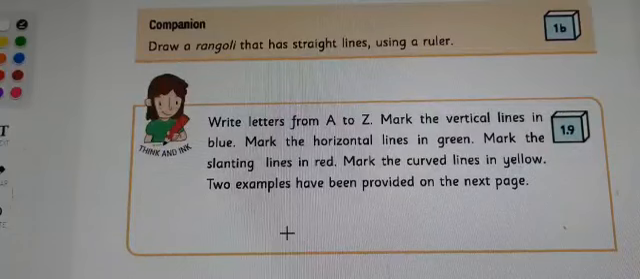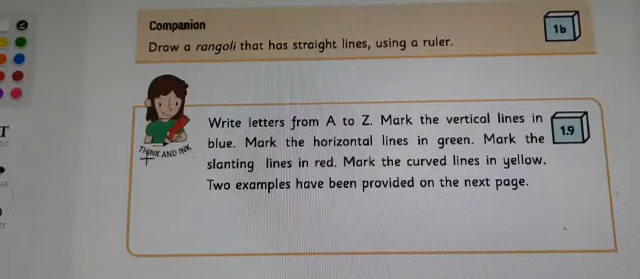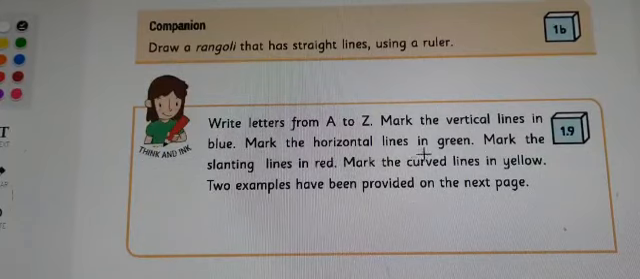Let me explain. Think and ink. Write letters from A to Z. Mark the vertical lines in blue. Mark the horizontal lines in green. Mark the slanting lines in red. Mark the curved lines in yellow. Two examples have been provided on the next page. Shall we move?